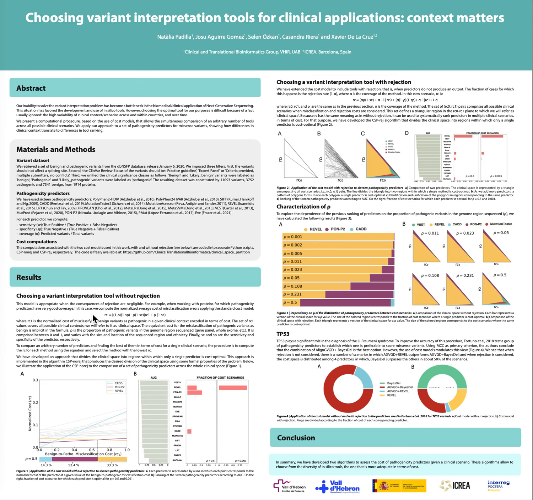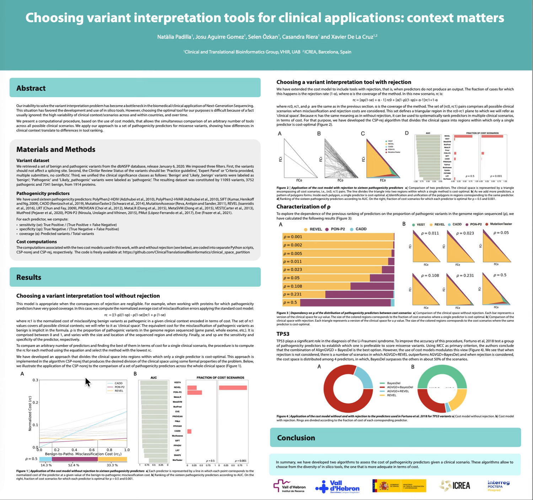To compare an arbitrary number of predictors and find the most cost-optimal for a clinical scenario, the normalized cost of each predictor needs to be computed, and the one with the lowest cost selected. To accomplish that, we have developed a software called CSP No Rejection that divides the clinical space into regions within which only a single predictor is cost-optimal. Here you can see the application of CSP No Rejection to the comparison of a set of pathogenicity predictors across the whole clinical space.